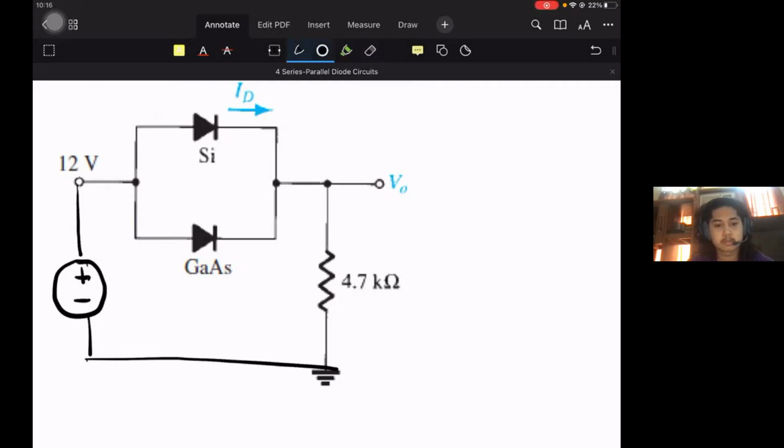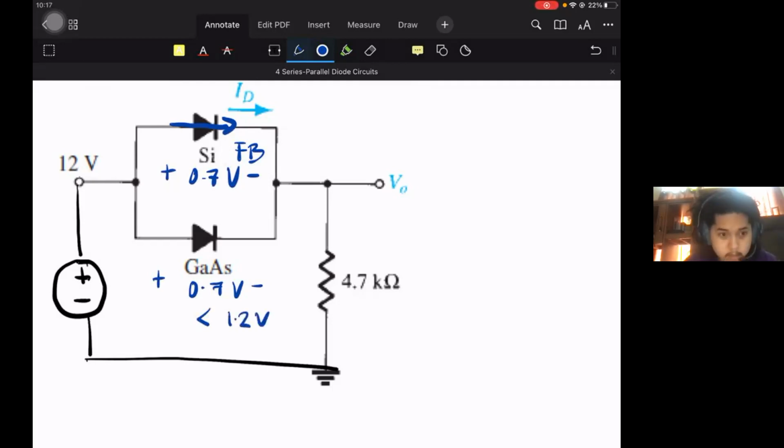The one that fills up first, or in this case turns on first, is silicon. Once the silicon diode is forward biased and turns on first, it is the one that drops 0.7 volts. So gallium arsenide has no choice: the voltage across it is 0.7 volts, which is not enough for it to turn on because 1.2 is required. So in this case, gallium arsenide will not turn on and is reverse biased. No current will flow in this part of the circuit.